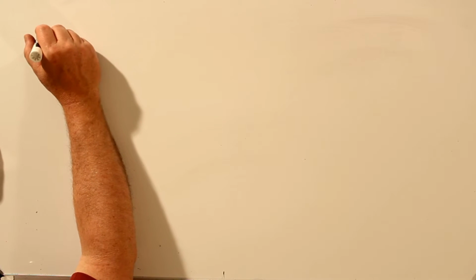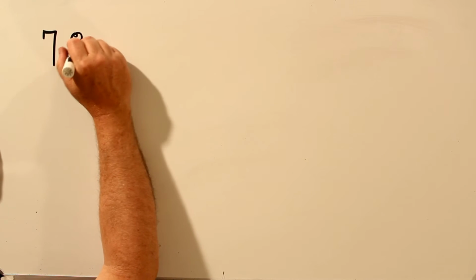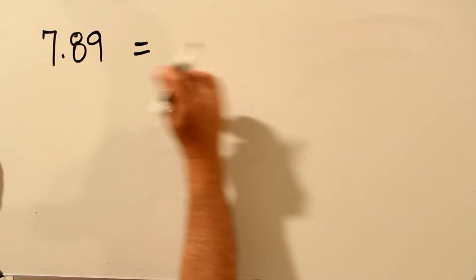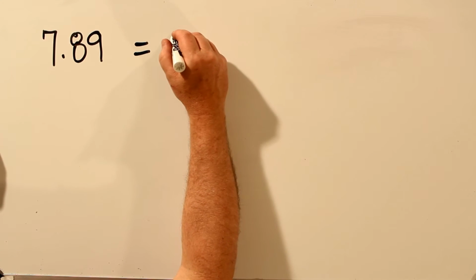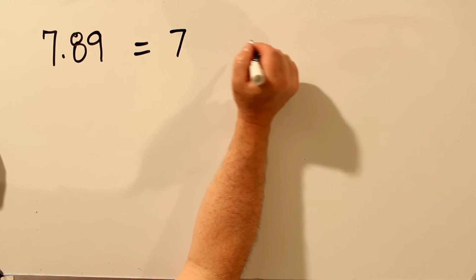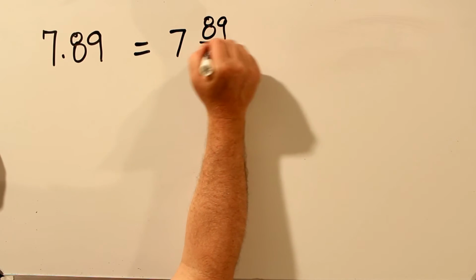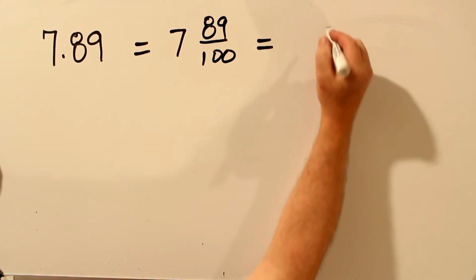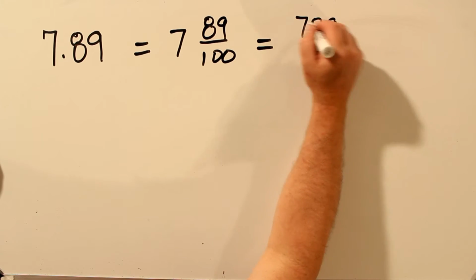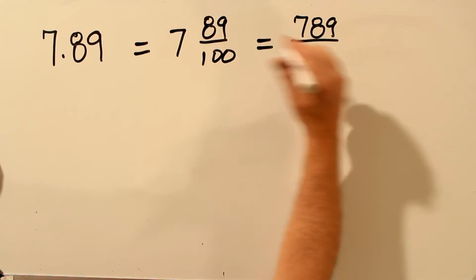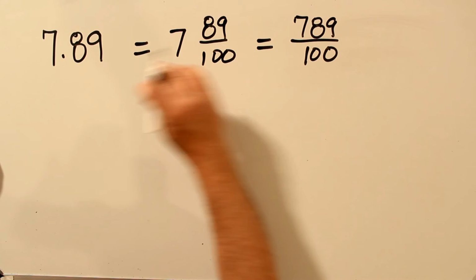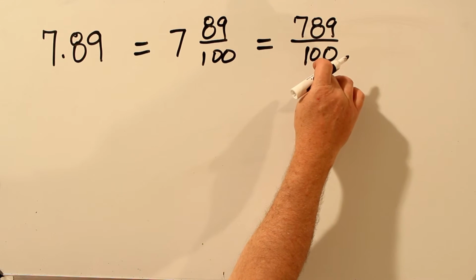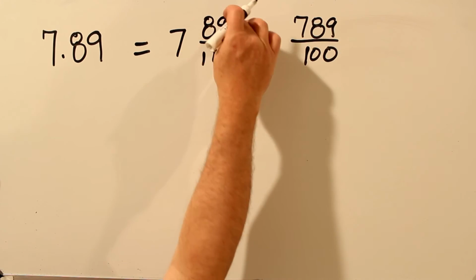Let's try converting 7.89 to a fraction. Well, we have the tens place and the 100ths place. We could break apart the 7 and take the 89 and put it over 100. Or very carefully again, we can take this whole number, 789, and put it over 100. Not over 1,000, because you've only got two decimal places, over 100. And in fact, if you converted this improper fraction to a mixed number, it would be 7 and 89 100ths.